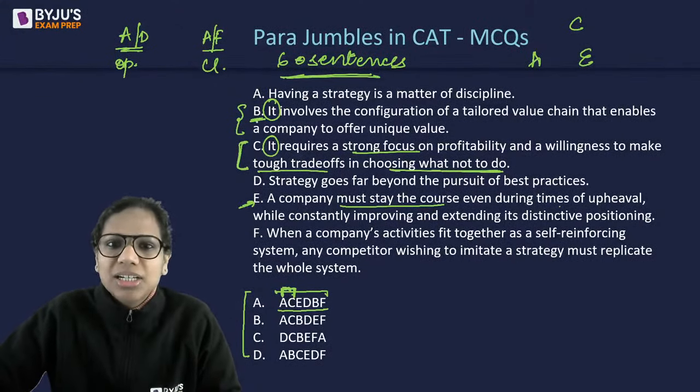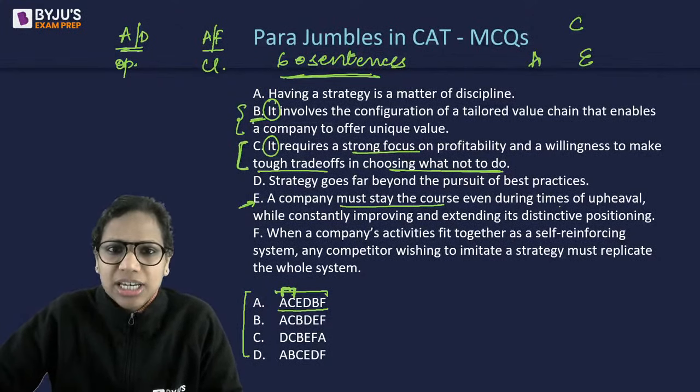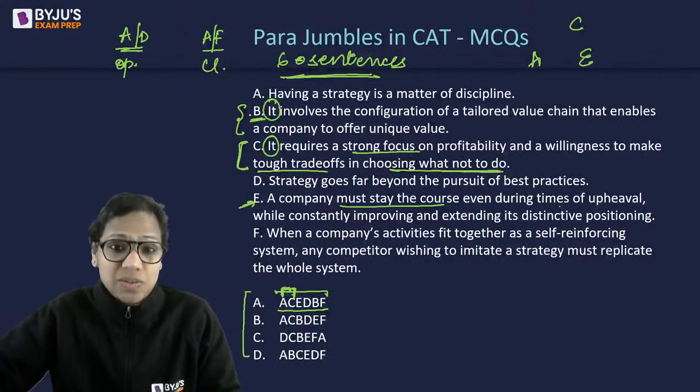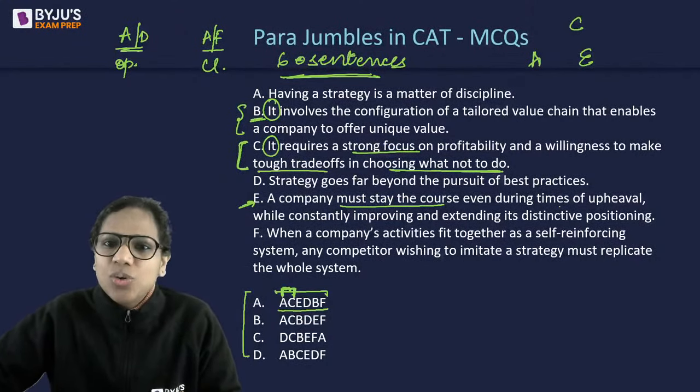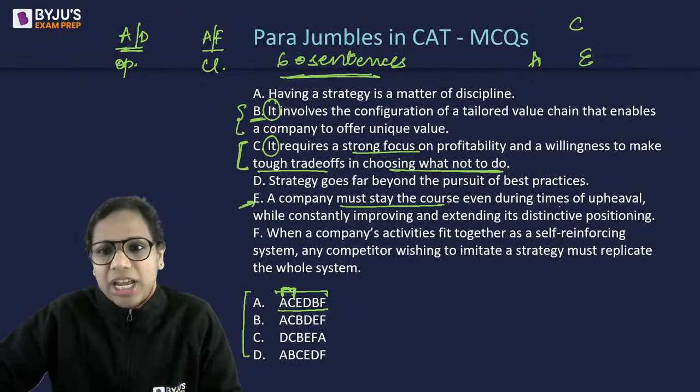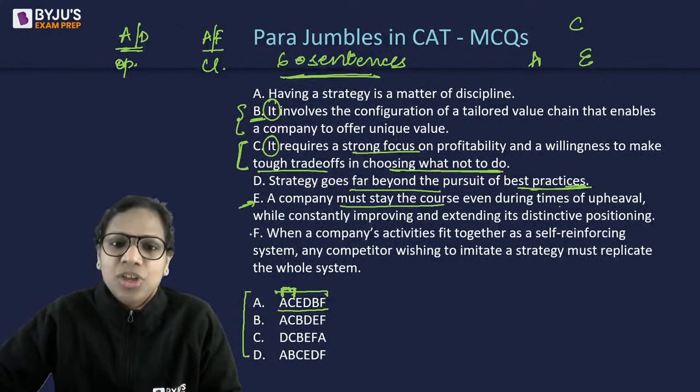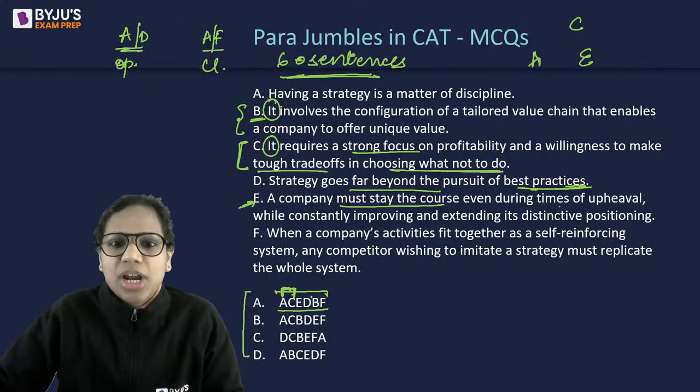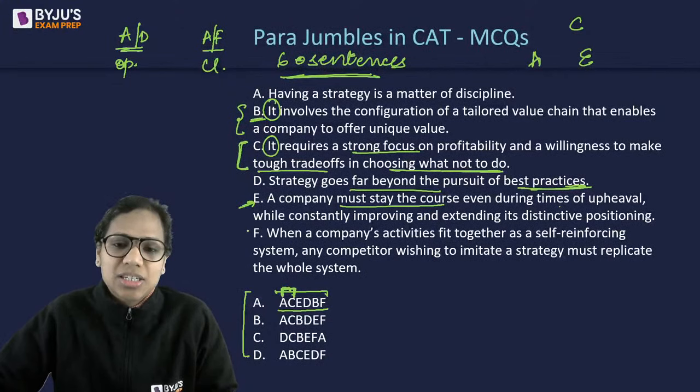B is not something that is related to discipline as such, right? So, let's see what B is related to. Strategy goes far beyond the pursuit of best practices. Okay, so it goes far beyond the pursuit of best practices. All right. When a company's activities fit together as a self-functioning system, any competitor wishing to imitate a strategy must replicate the whole system.